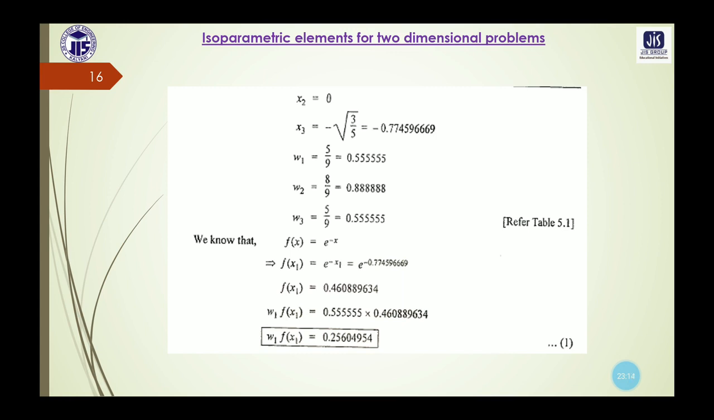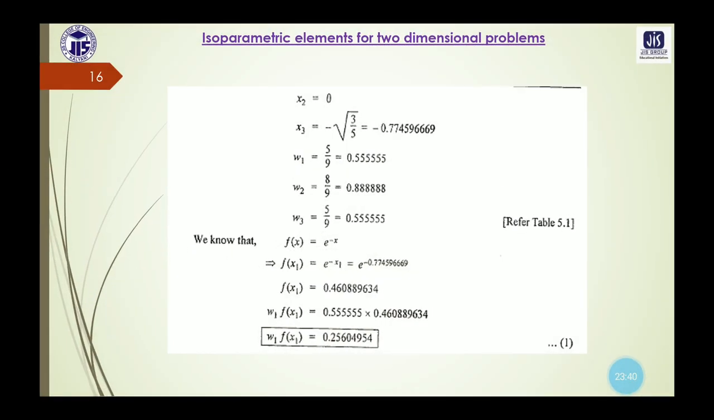And the corresponding weights, that is w1 is 5 by 9, which is 0.555, then w2 is 8 by 9, which is 0.8888, and w3 is also 5 by 9, which is 0.555. So all these values of x1, x2, x3 and w1, w2 and w3 we have got from the table of the Gaussian quadrature.